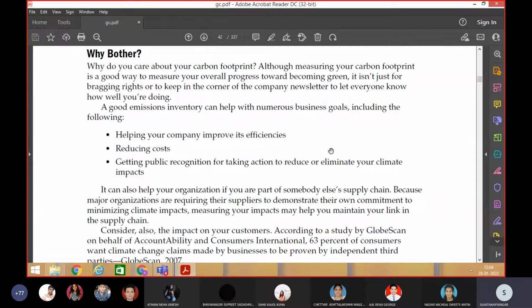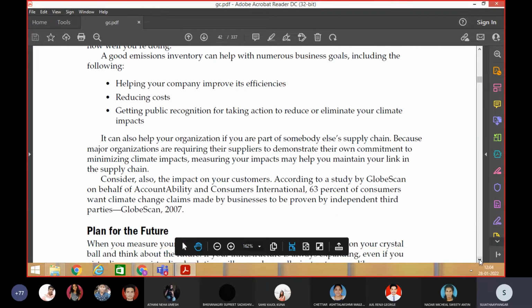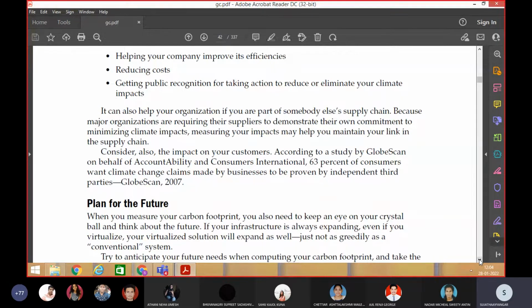Okay. A good emissions inventory can help with numerous business goals, including the following: helping your company improve its efficiencies, reducing cost, getting public recognition for taking action to reduce or eliminate your climate impact. Okay, summer में बहुत ही AC चालू करते हैं हम, but that also we should not harm the environment. If we take the measure of this carbon footprint, which will help the company to improve its effectiveness, reduce the cost, and get public recognition for taking the right action to reduce or eliminate the climate impact. It can also help your organization if you are part of somebody else's supply chain.